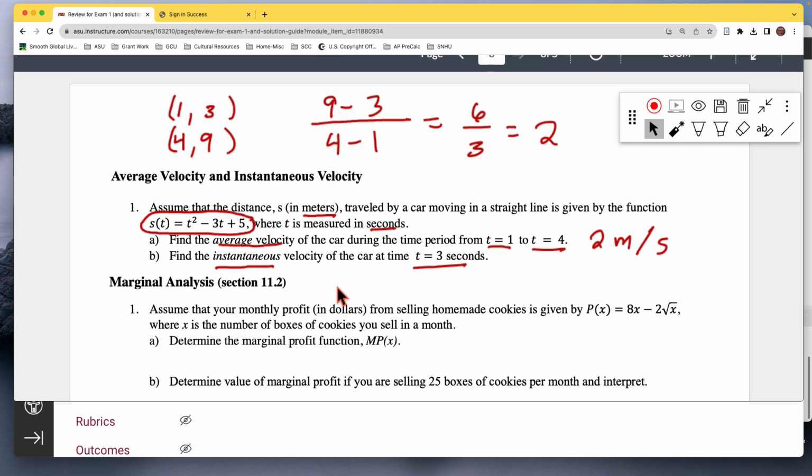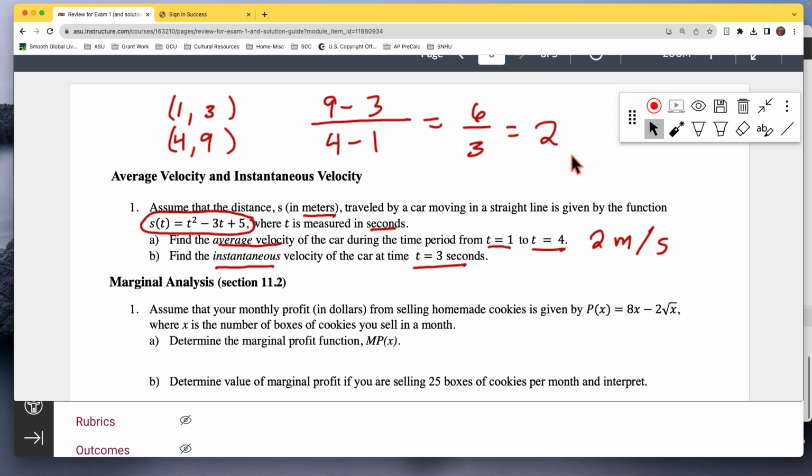The second one is to ask for the instantaneous velocity of the car at t equals 3. So that's in between those. And again, the method would be to take its derivative and plug in 3. Okay, so we could do that. Let's go ahead and do that first.